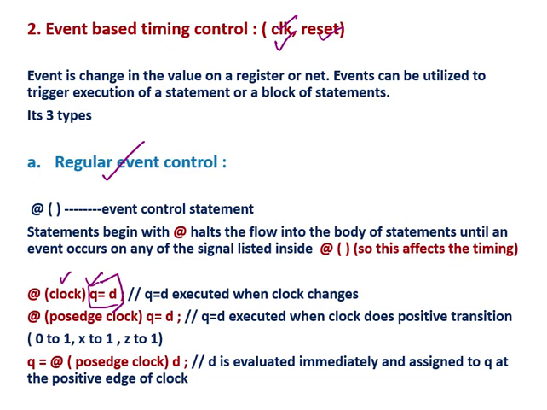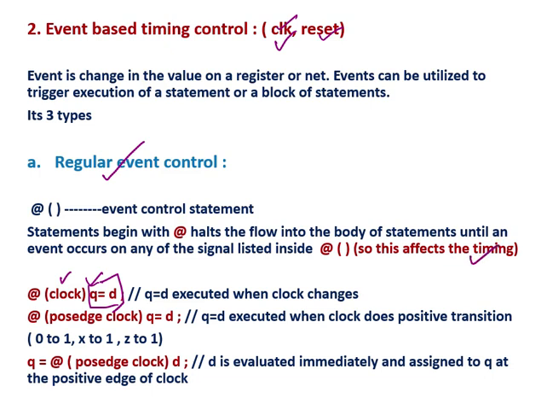If a negative edge comes, then q will have the same value it had before. It will store the previous value. Unless there is a positive edge of the clock, q is not going to change. It is going to store the same value which it had before. So it also directly affects my timing. Definitely it is affecting my timing.